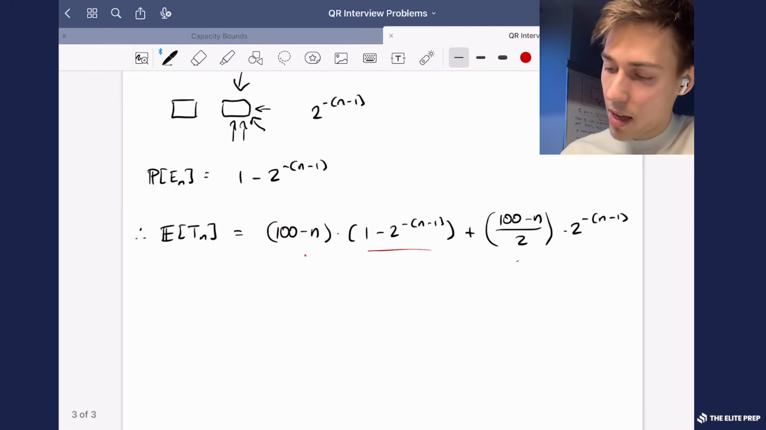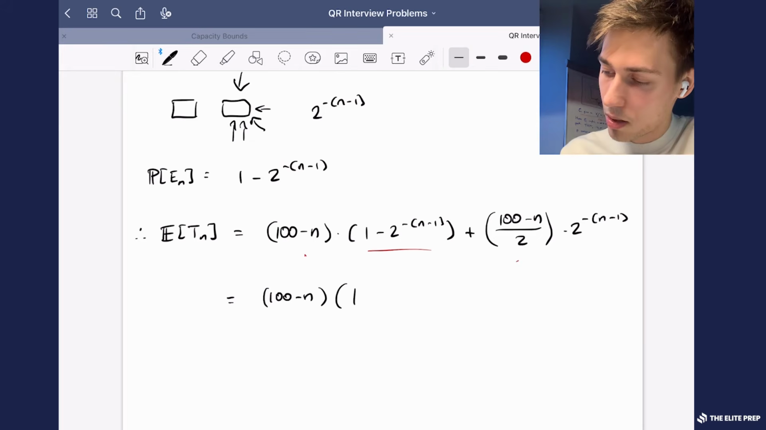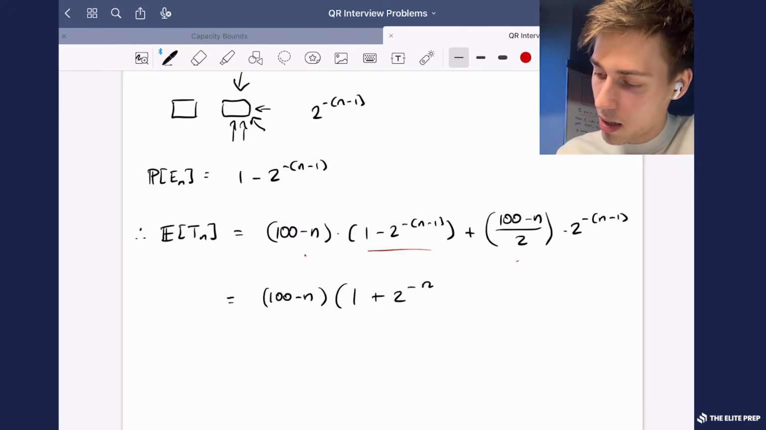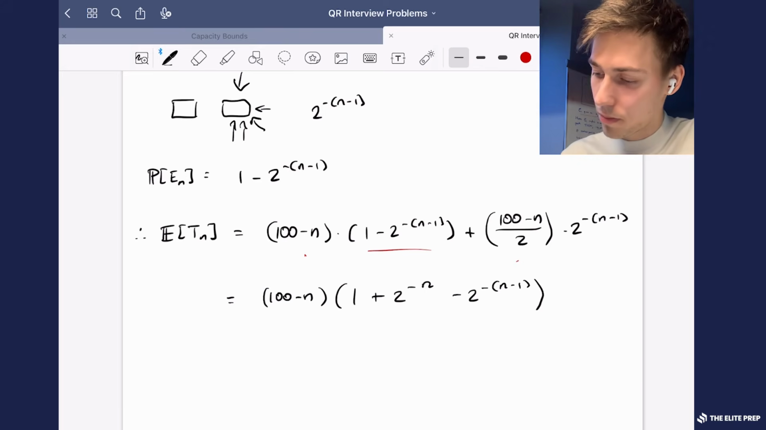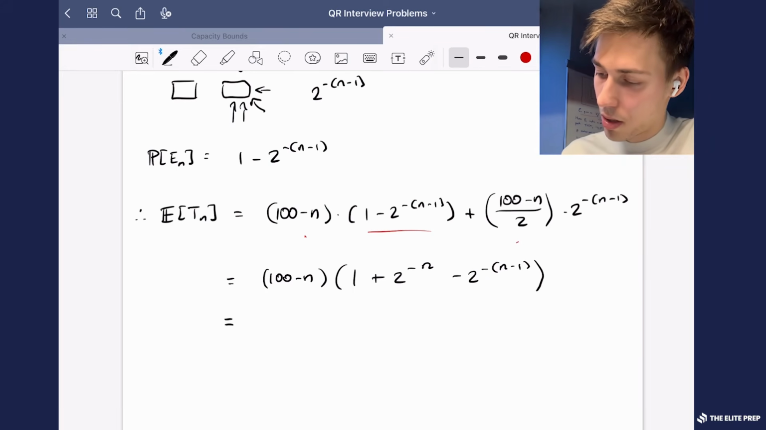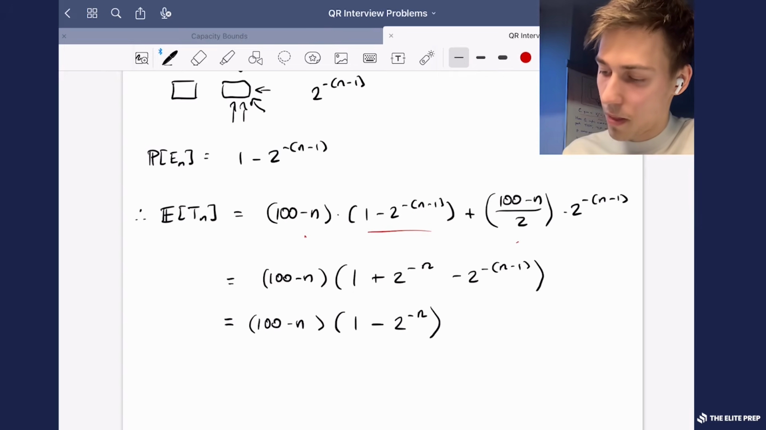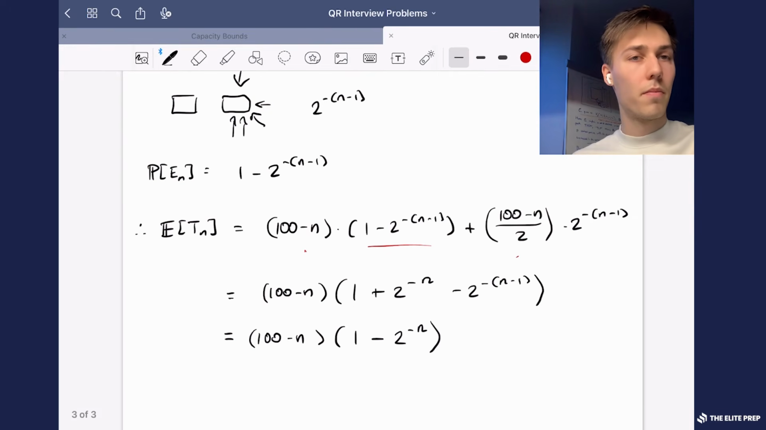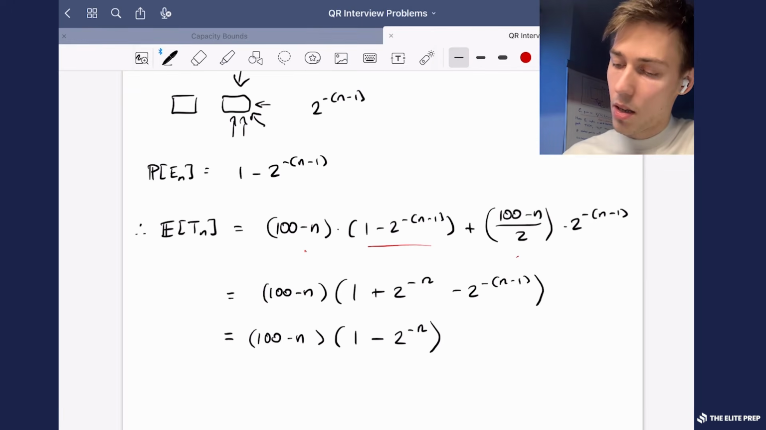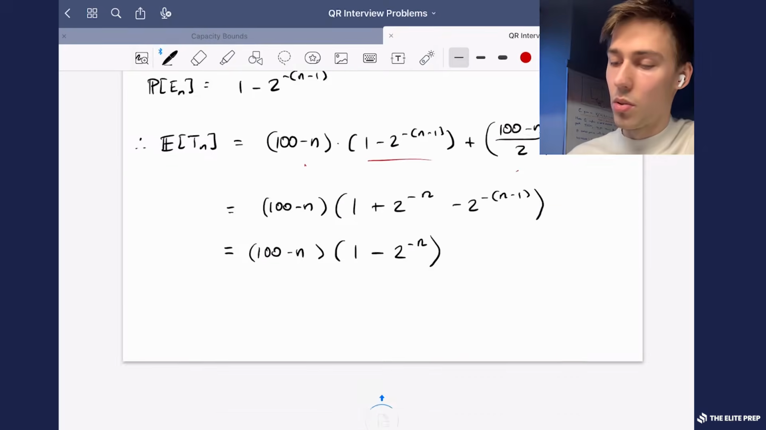Okay, so then we have that this is equal to 100 minus n, times 1 plus 2 to the minus n minus 2 to the minus n minus 1, which is equal to 1 minus 2 to the minus n. So then the problem becomes to maximize this.